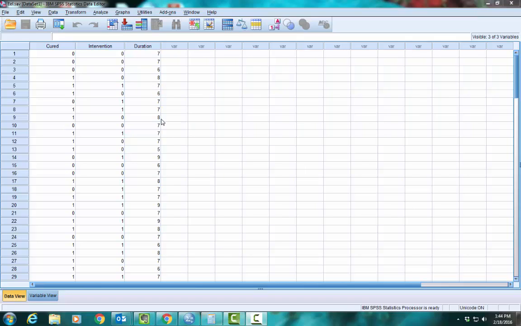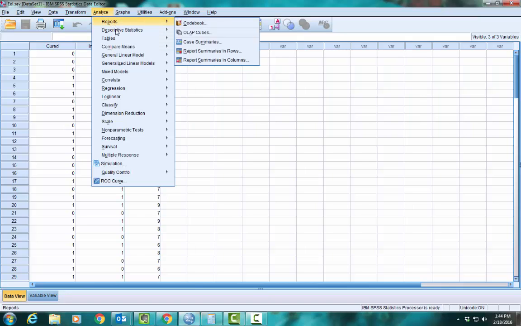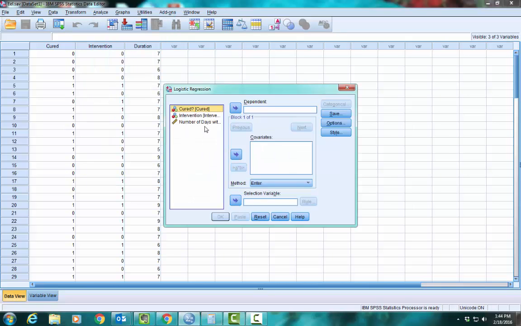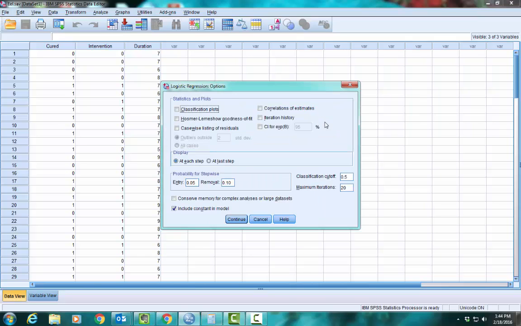And so the first thing that we're going to do is go to Analyze, Regression, and Binary Logistic. Okay, so we want to predict whether somebody was cured or not. So we're going to put that over in the dependent section, and then we're going to put our other two predictor variables in right here as our covariates. Now, even though intervention is a categorical variable, because there are only two levels of that categorical variable, either they got it or they didn't, we actually don't need to dummy code it, so we don't need to go into categorical at this time.